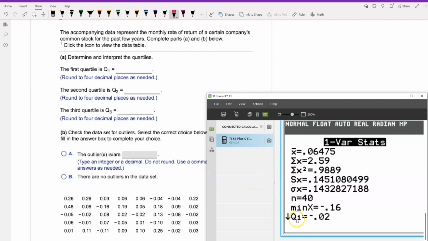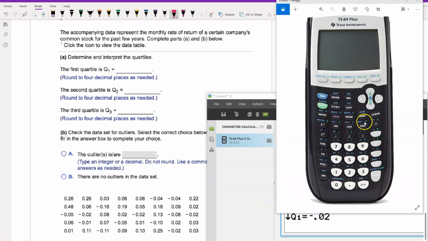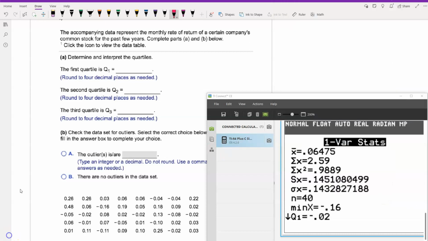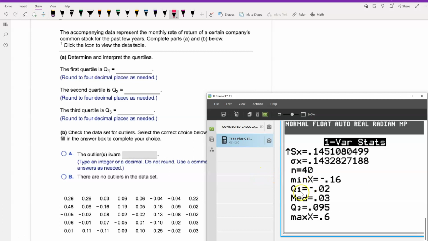This is what we have, but we have to scroll down to see all the numbers that we have for quartiles. So use these to move to left, right, up, and down. Here I have to use this one to scroll down. And here is what I have. For Q1 it's negative 0.02, median or Q2 is 0.03, and Q3 is 0.095.